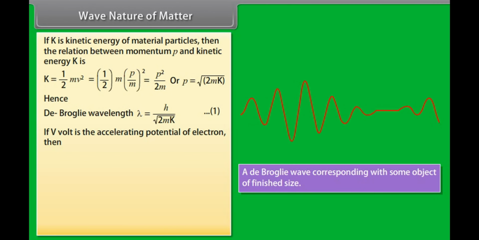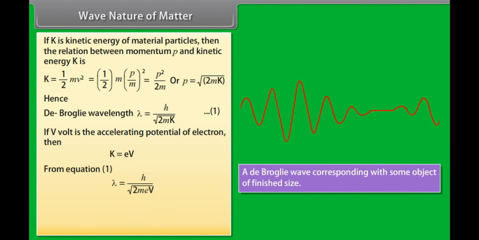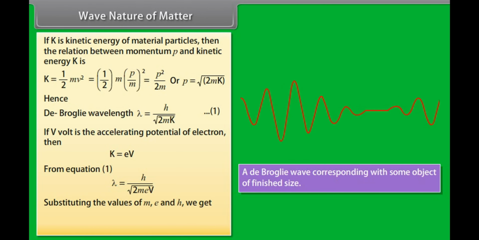If V volt is the accelerating potential of an electron, then k equals eV. From equation 1, lambda equals h by square root of 2meV. Substituting the values of m, e and h, we get lambda as 12.27 by square root of V angstrom.